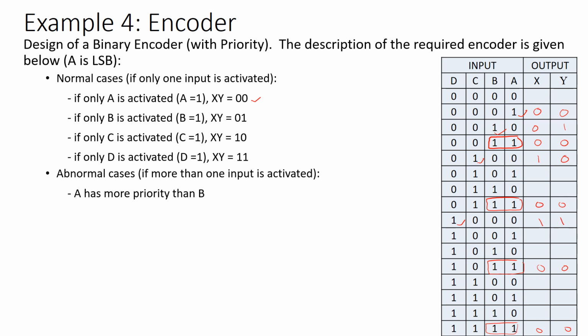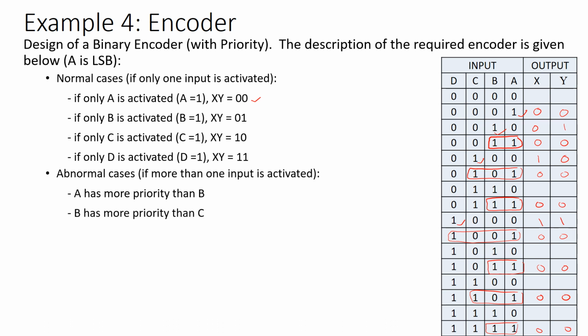As well as other cases where there is not A and B, but A and C. A will still have more priority. It goes to 0, 0 here. And A and D. A is also prioritized. And this one, A and C, A is also prioritized, so the output is 0, 0.